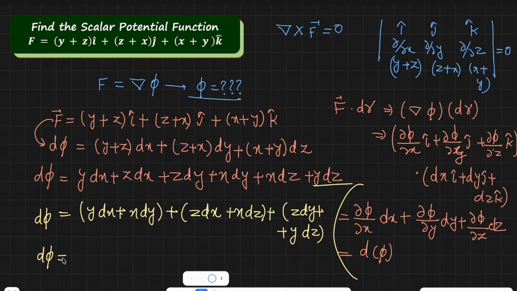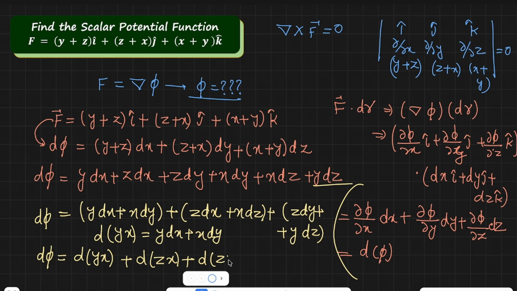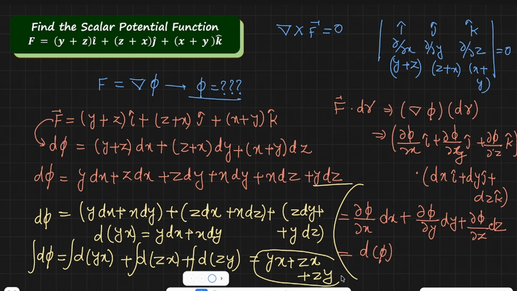So this is your d phi is equals to, what is this? Can you think like this? It is a multiplication of xy and its derivative. Okay, it's a derivative of u into v. Once I solve this, y outside, derivative of x, x outside, derivative of y. This is a reverse process. So it is basically d of yx plus d of zx and d of zy. Once I integrate this, I can easily get yx plus zx plus zy. This is your scalar potential function. Once you get this scalar potential function, then you can easily find out the integral. That is our main target.